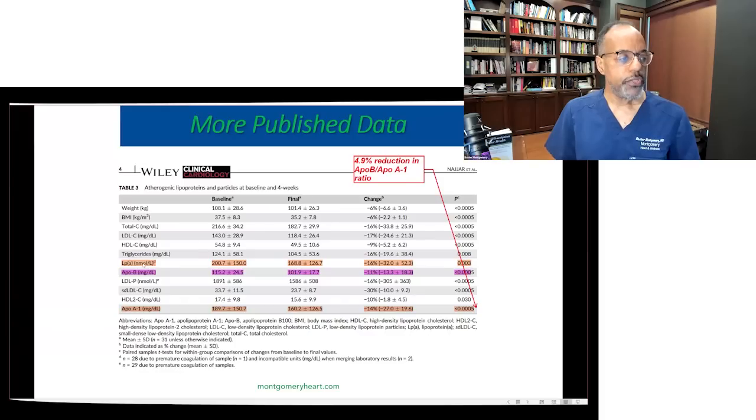This shows other things such as Lp(a) reduced by 16%. We're the first to show this in the medical literature. Atherogenic particles reduced by 11%. This is all in just 4 weeks.